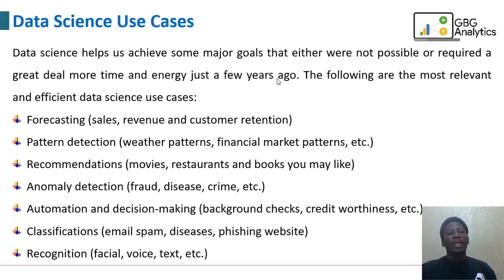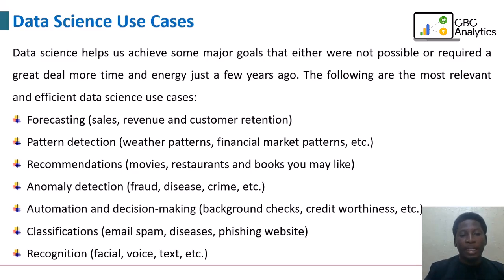Another use case of data science is recommendation. This is where you are recommending, for example, when you are watching a film on YouTube, before you stop watching that YouTube video, you will see another video coming up, like people that watch this video also watch this other video. That is what is called product recommendation.